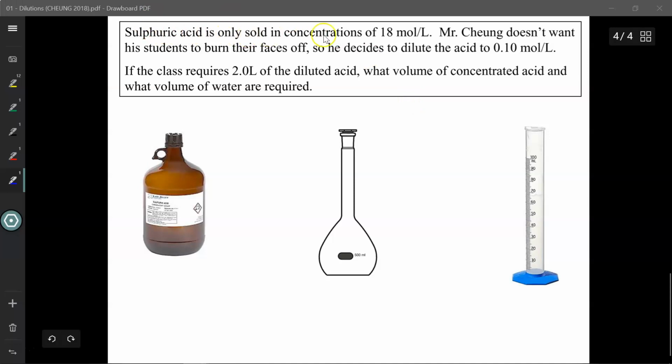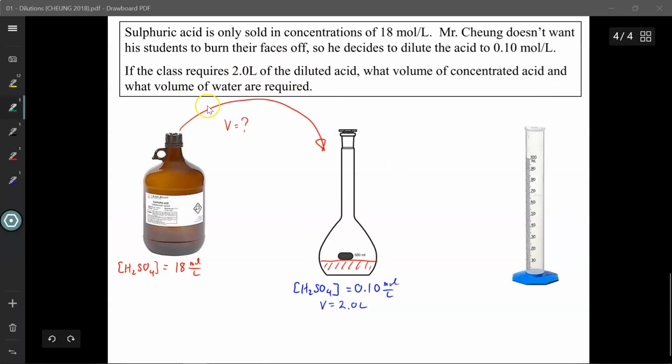Sulfuric acid is only sold in concentrations of 18 moles per liter. So from my stock bottle, I can label the sulfuric acid concentration as 18 moles per liter. Now, I don't want my students to burn their faces off, so I decide to dilute the acid to 0.10 moles per liter. So I'm going to label my final diluted sulfuric acid concentration as 0.10 moles per liter. That's what I want. It then goes on to say that the class requires 2 liters of this diluted acid. So I'm going to write down V equals 2.0 liters. The question then asks what volume of concentrated acid and what volume of water are required to create the solution.